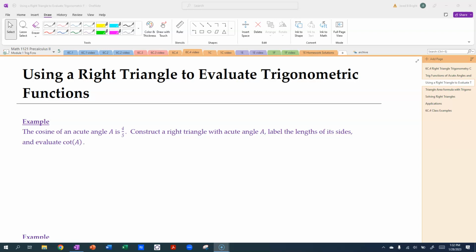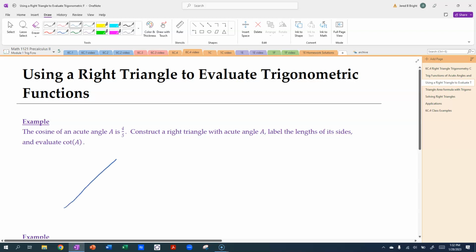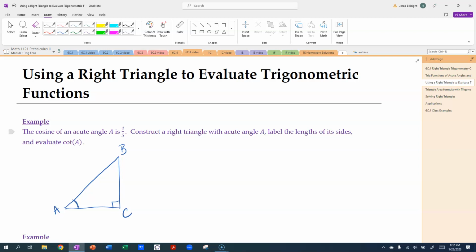So let's construct the right triangle. I am going to make just a sketch of my triangle. Make sure it's a right triangle because, again, trigonometric functions only work in right triangles. I'm going to label this as angle A, and then this will be B, and that'll be C. It says cosine of angle A is 4/5.